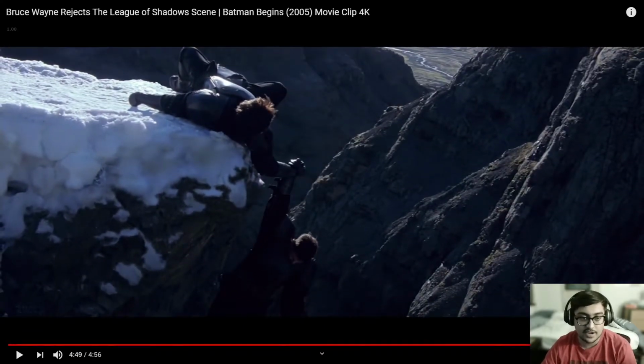Now, if you stop right here, you might look at this scene and think that the reason Batman is able to pull him up is because he has superhuman strength. Well, Batman's actually just a normal person, so we're going to look at this, understand the biomechanics in his arm, and see why this is actually not possible.